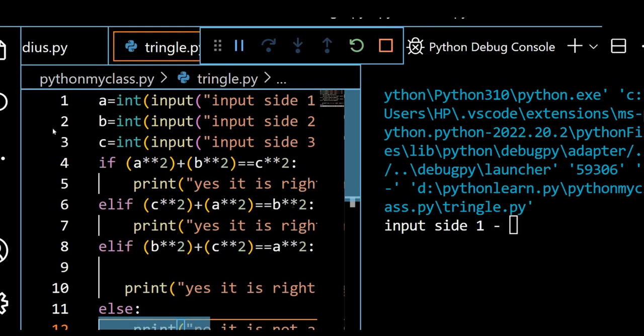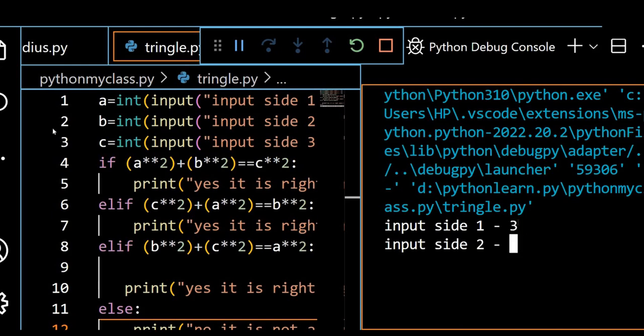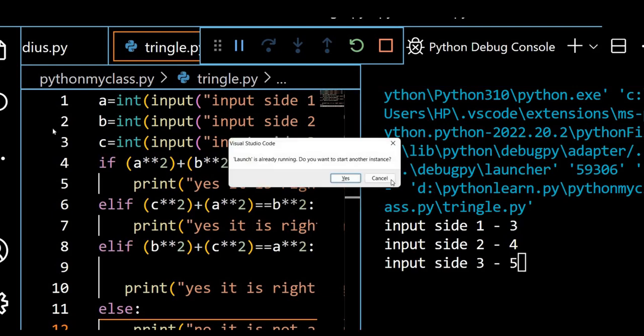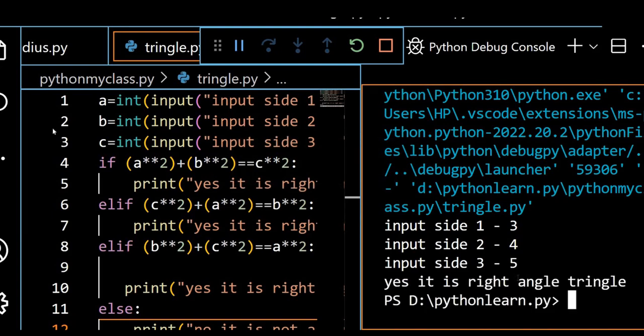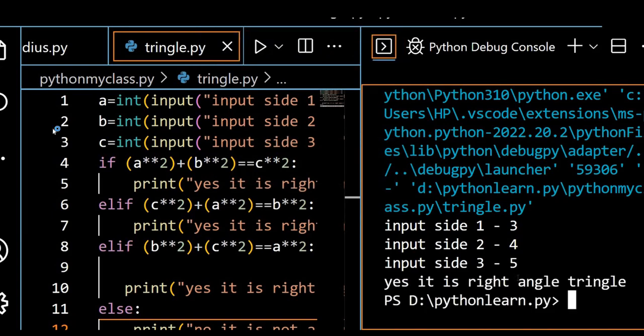So it is asking for the first side. The first side is 3, the second side is 4, and the third side is 5. I have already calculated that this is a right angle triangle. I am taking the example of a right angle triangle just to explain it to you. And it is saying yes, it is a right angle triangle.